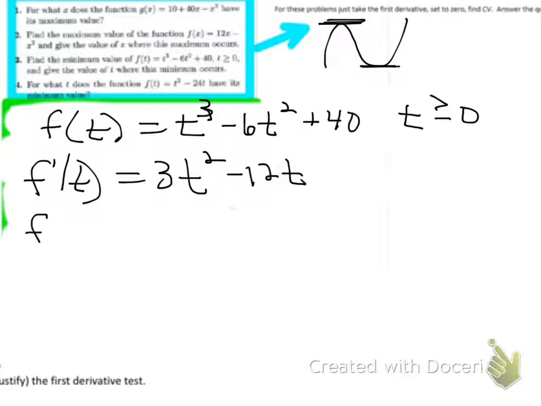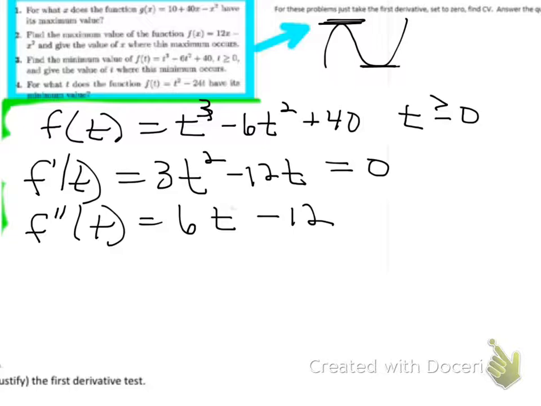Okay, so I'm going to go ahead and take the second derivative as well. And that's going to be 6t minus 12. Okay, so I'm going to set my first derivative equal to 0. And what happens when I do that? I'm going to need to factor. So let's do that down here.